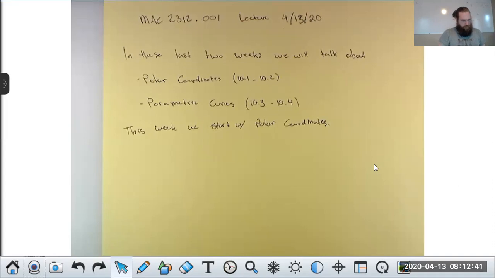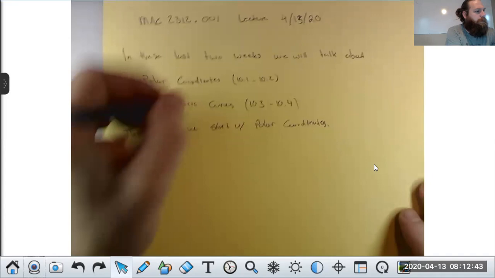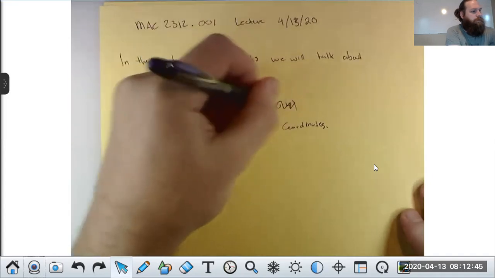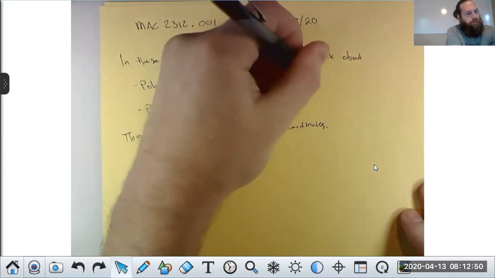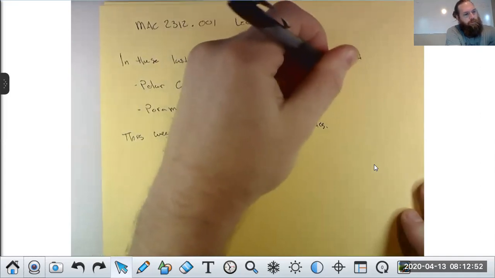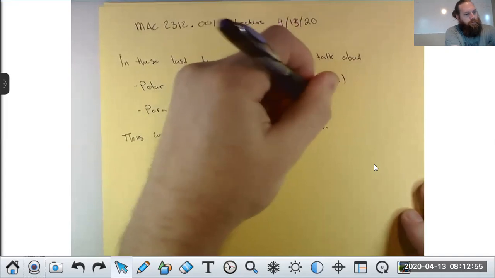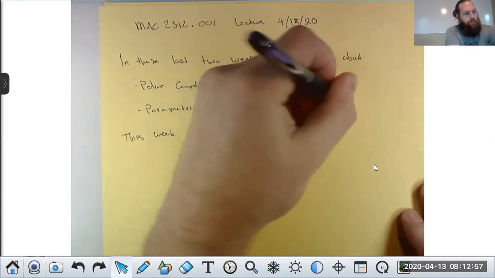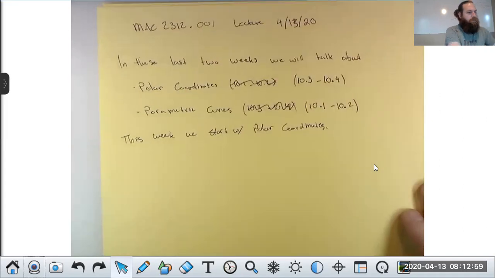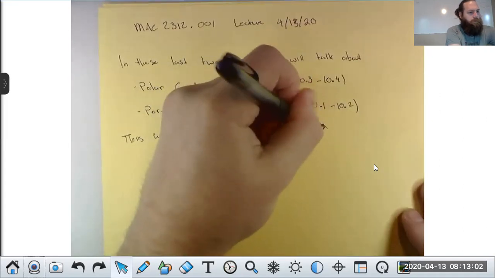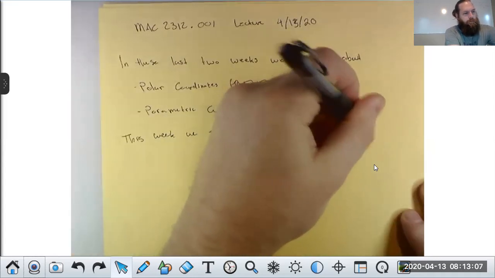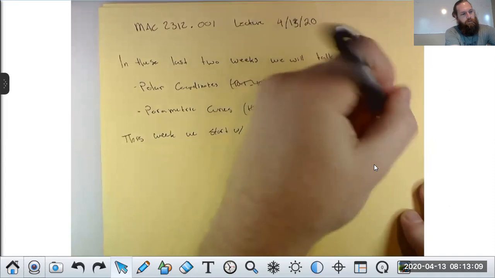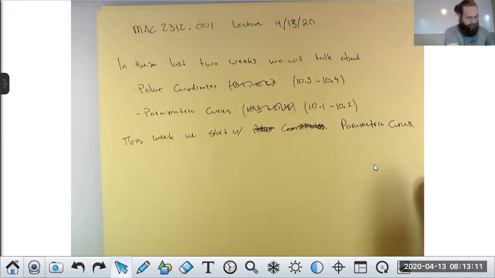Oh, do we start with parametric equations, actually? Yeah, my bad. I swapped these around. So this is 10.3 and 10.4, and this is 10.1 through 10.2. That's actually convenient because I was thinking, hey, maybe we should do parametric curves first. They're a little more important. Yeah, so we will. So we'll start with parametric curves.